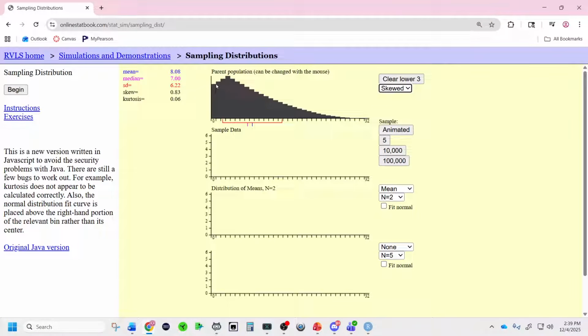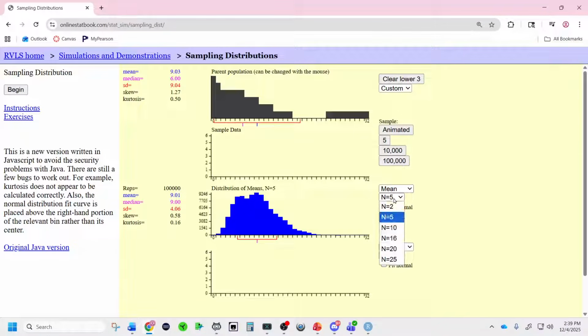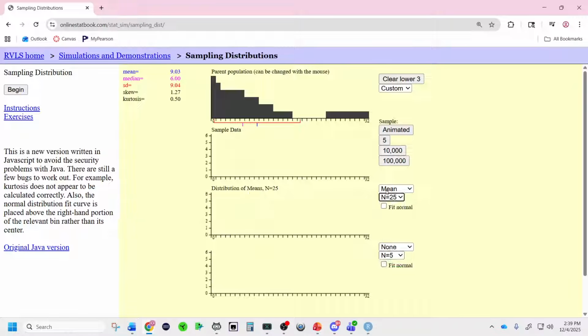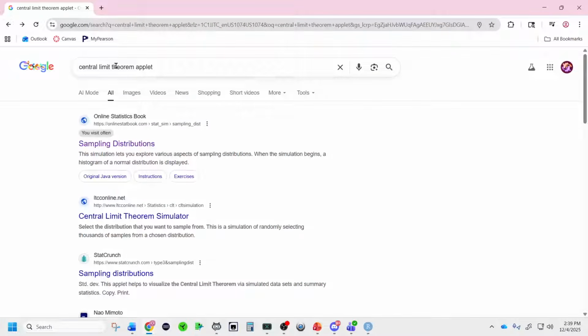But the more heavily skewed it is, the larger n needs to be, which is the central limit theorem here. Because now you see I have to make this even bigger and bigger. The more heavily skewed it is, the larger n needs to be. And this is the central limit theorem right here. If you Google central limit theorem applet, there it is.